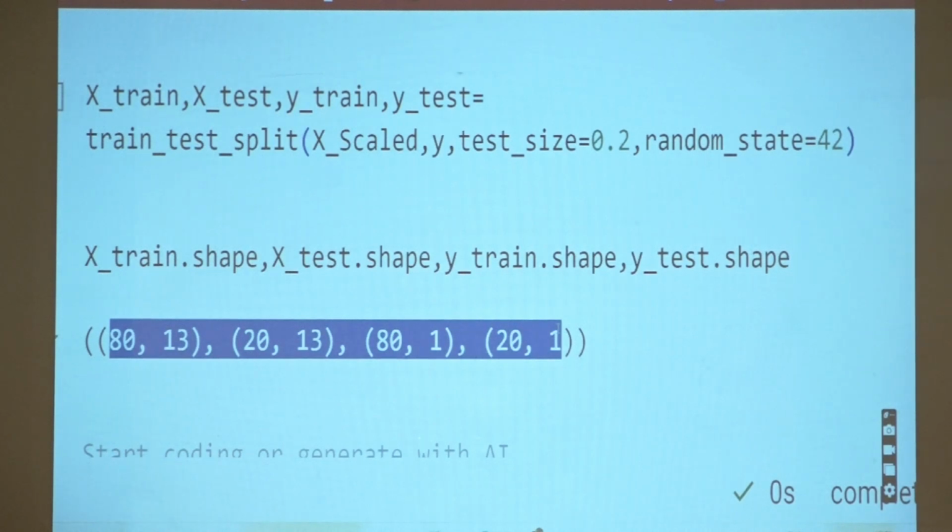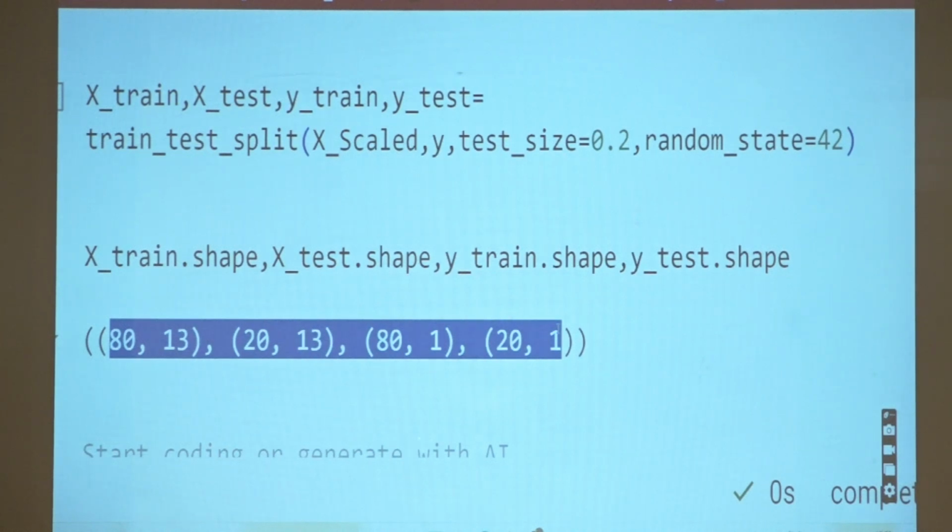Now look at this. If you want to see the shape, or how many samples are there in train and test, just type shape. As you can see, 80, 13. What is 80, 13? X train. There were 100 samples, so when I take 20% for testing, 80 would be rows, 13 would be columns. Now when I see 20, 13, what is that? X test. 20 samples, 20%, 13 inputs.